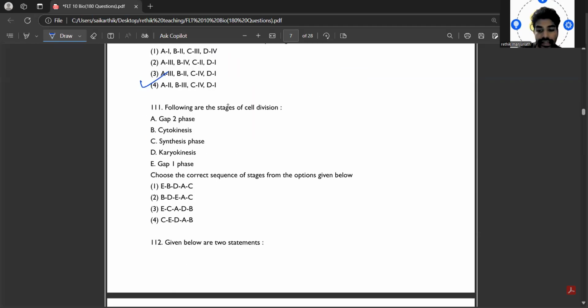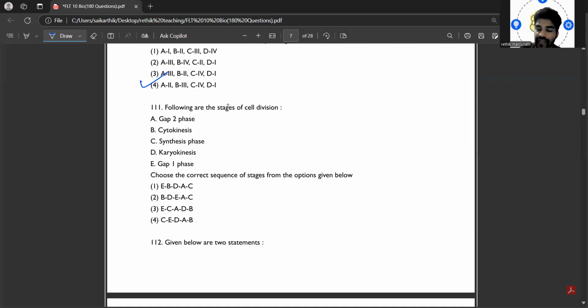So 111 says that following are the stages of cell division. Choose the correct sequence of the stage from the option given below. So what would be the correct statement now? See what happens. What about the cell division?